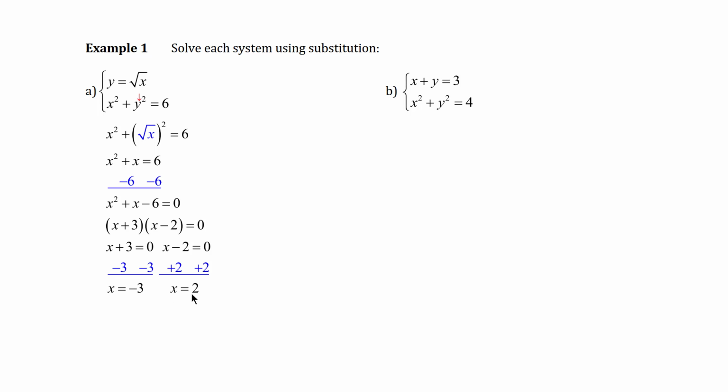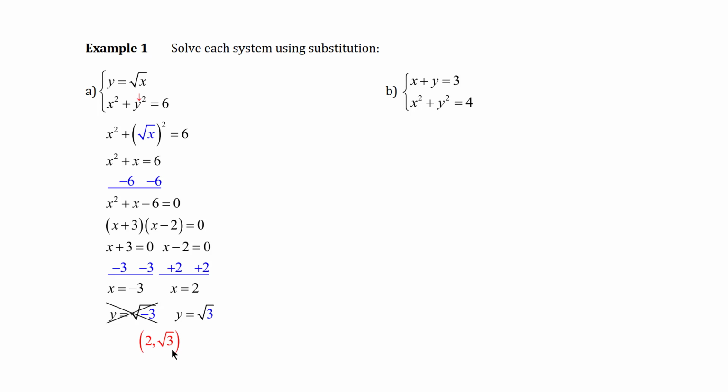Next, we need to find the corresponding y values. For x equals negative 3, we plug this into the equation y equals the square root of x. We get y equals the square root of negative 3, which is not a real number. So x equals negative 3 is not going to be a solution. Next, we move on to x equals 2. We get y equals the square root of 2. So we only have one solution, which is at the point parentheses 2 comma square root of 2.